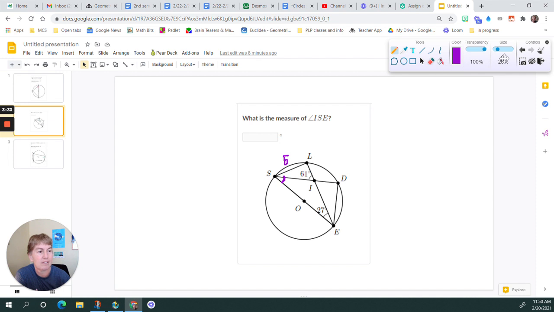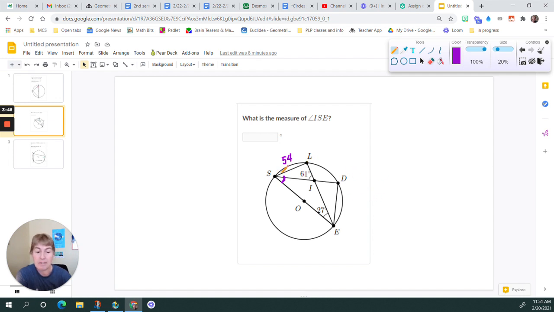Oop, that looks like a 6. Let me fix that. There we go. Don't want to confuse myself later. And that's for the arc right there, SL.